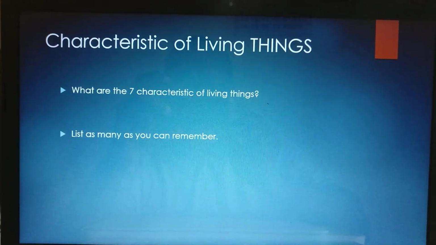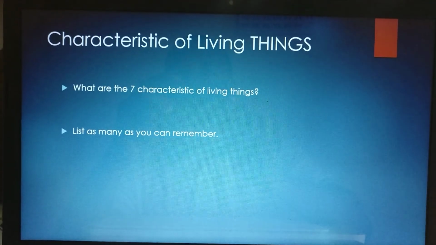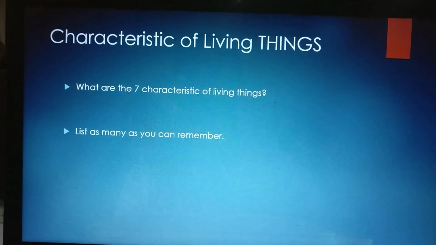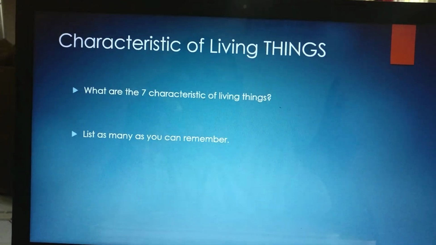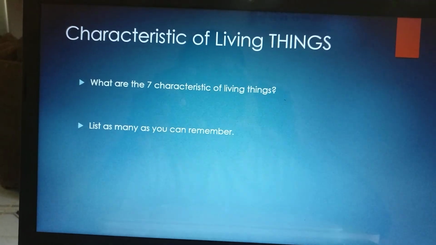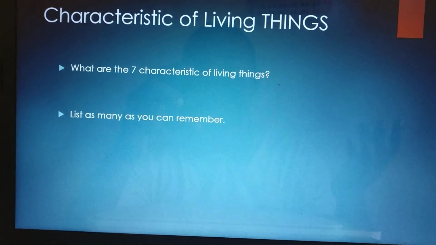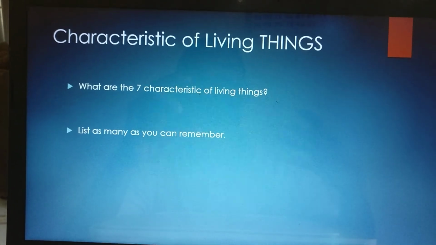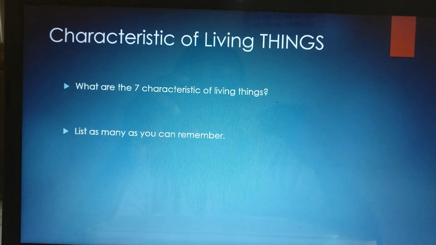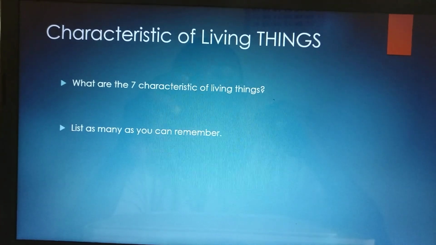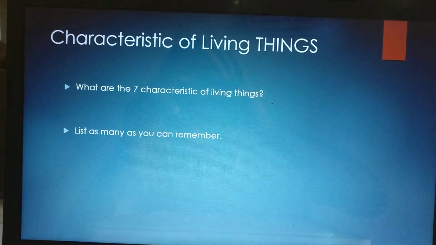Whenever we're classifying things, it is important that we know the characteristics of the things which we are classifying. So what you need to do is to ensure that you know the 7 characteristics of living things. So what I want you guys to do for me right now is to take a sheet of paper, the same book that you have right now, and write down any amount of the 7 characteristics of living things that you remember. Pause the video and write them down.